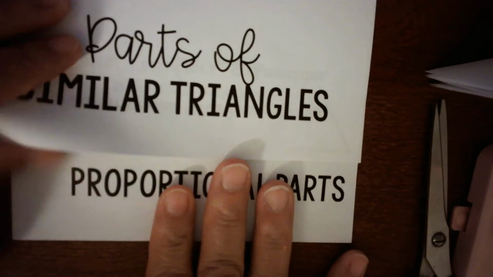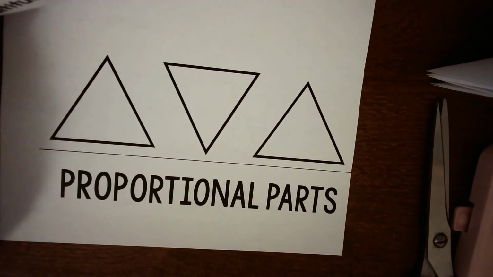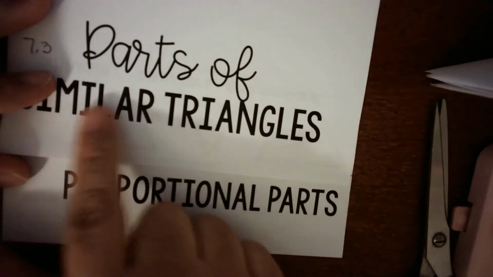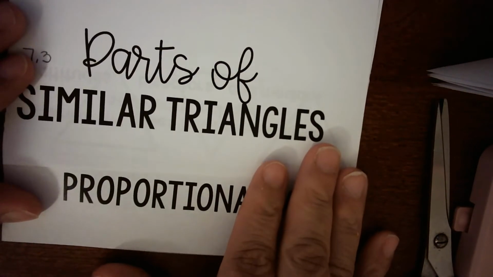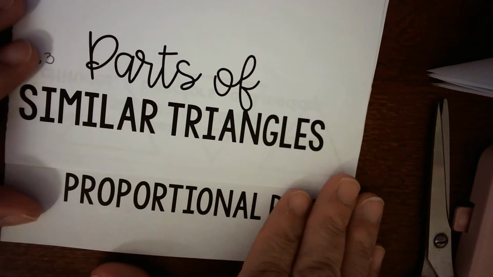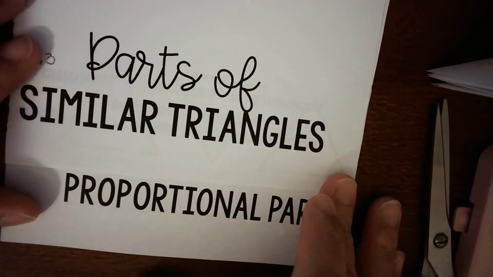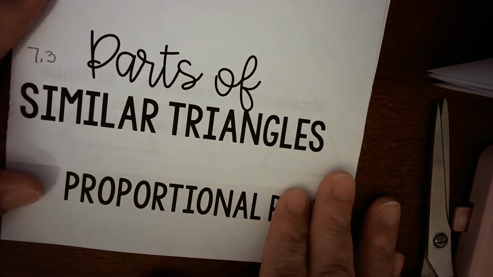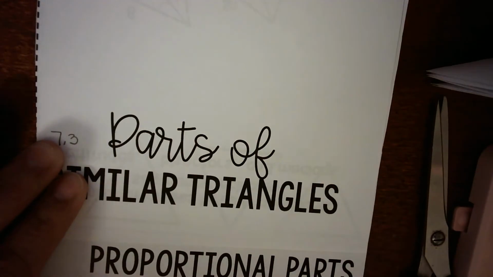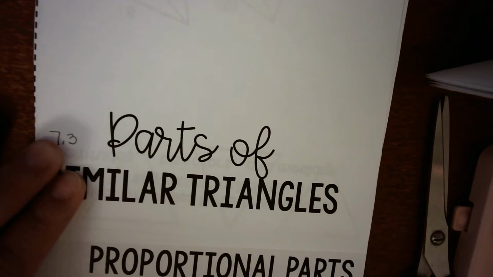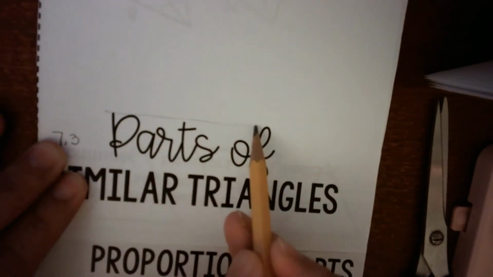Alright, so what I want you to do is find the one that says proportional parts, and you're going to place that on the table first, facing this way. And what you want to do is put this one on top of it, and you will need to lower it a little bit further down than the line, otherwise it won't fold correctly. Okay, so don't forget, right above this line, you're going to fold it over. So you're going to fold it over like right here.